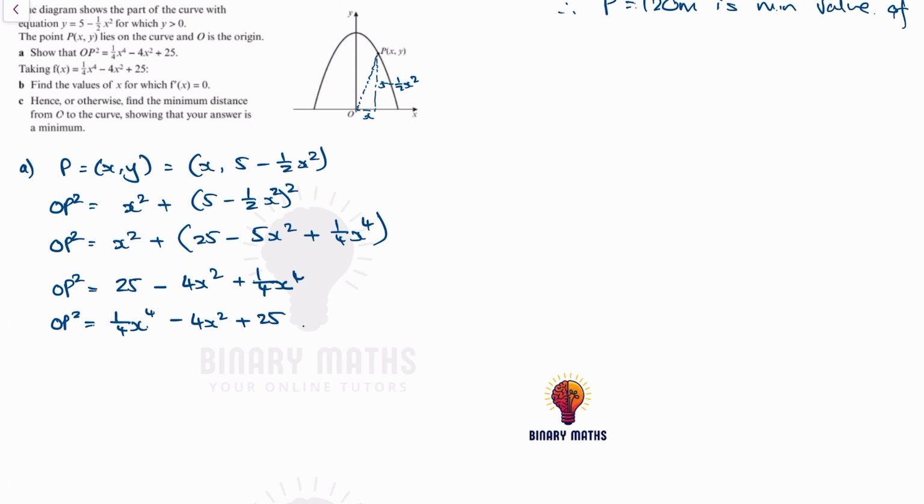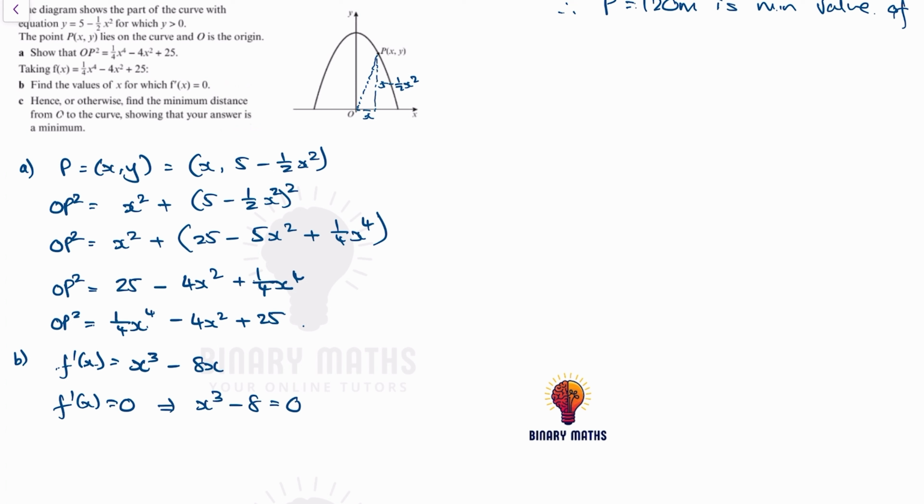Taking f of x is equal to a quarter x to the power 4 minus 4x squared plus 25, find the values of x for which f dash of x is equal to 0. So the first thing I need to do is work f dash of x out, which is differentiate f of x. So f dash of x is equal to x cubed minus 8x.